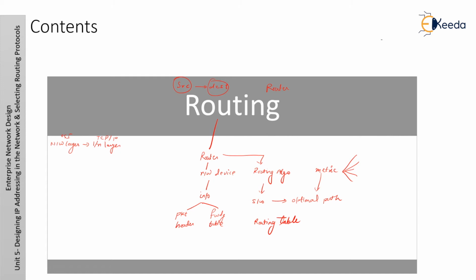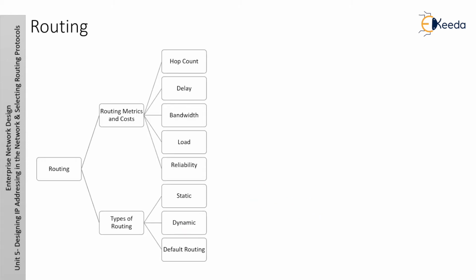For the process of path determination, routing metrics and costs are used for determining the best route to the destination. The factors used by the protocol to determine the shortest path are known as metrics. In routing, it is associated with routing metrics and costs. Metrics are network variables used to determine the best route to the destination.